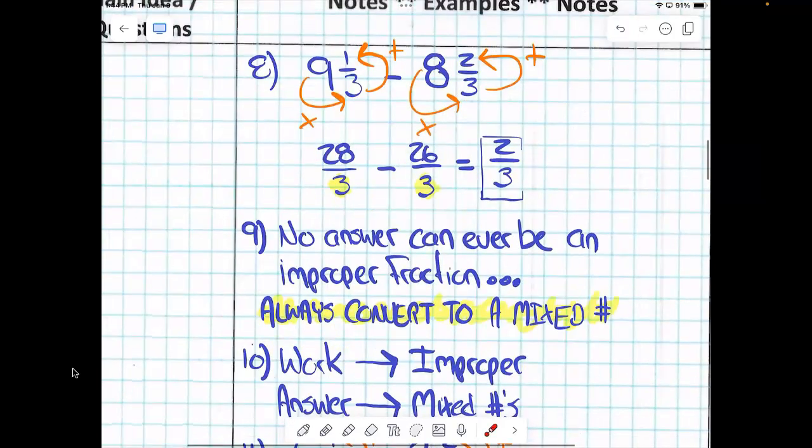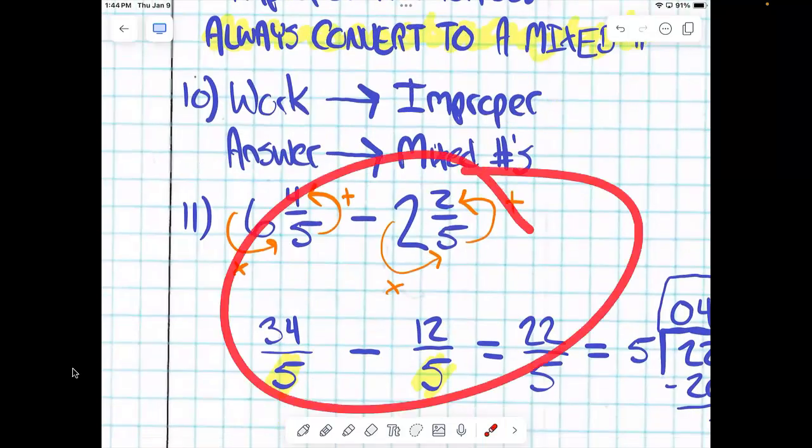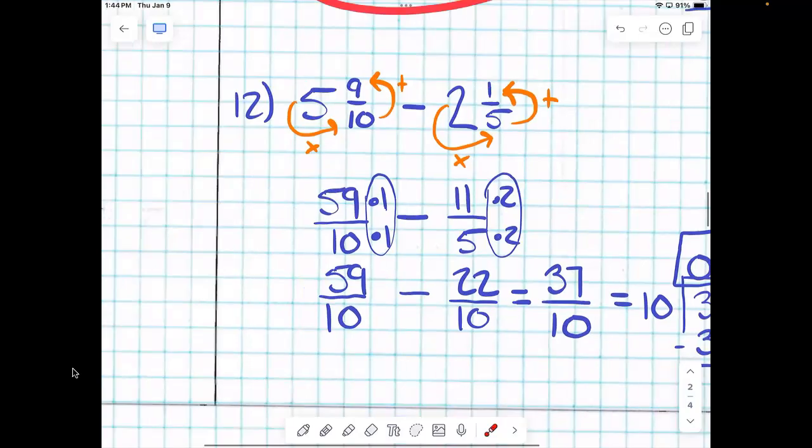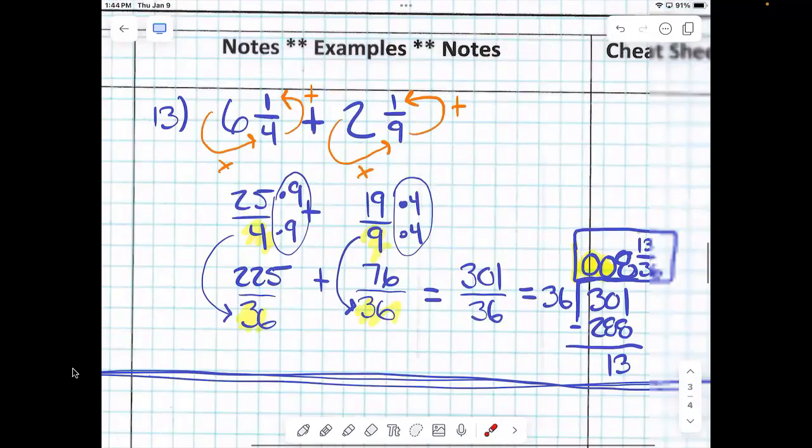Number 9. No answer can ever be an improper fraction. So our work is always going to use what? Improper. And our answer is always going to be what? Mixed number. Number 11 is just another example of a problem that you can use from your notes. Number 12 is another example of a problem you can use, but let's do 13 real quick.